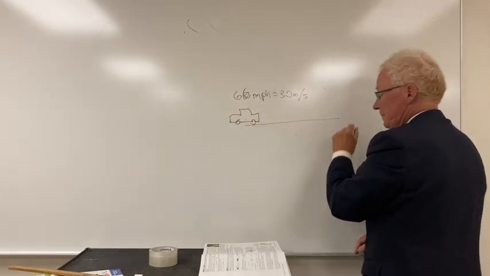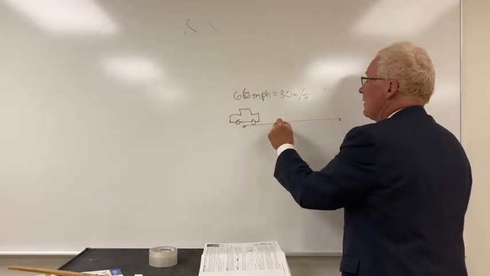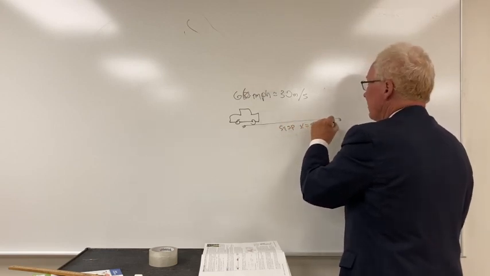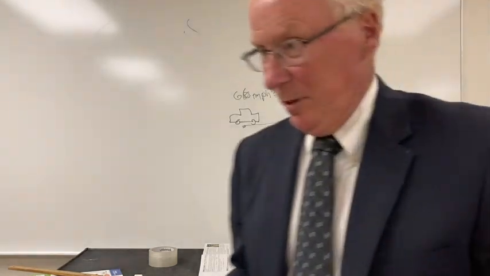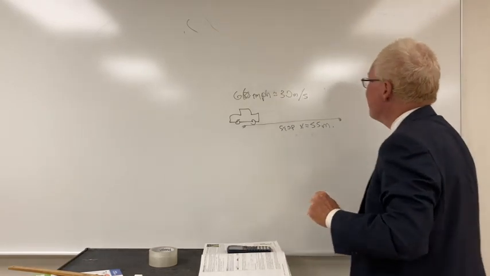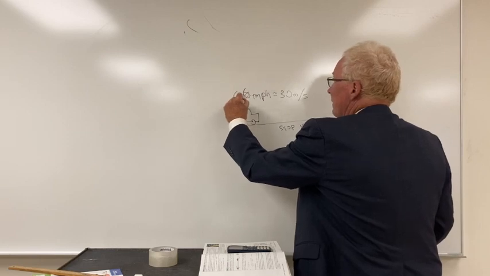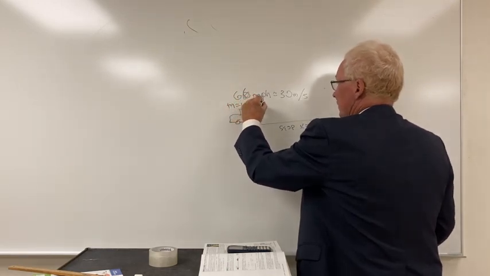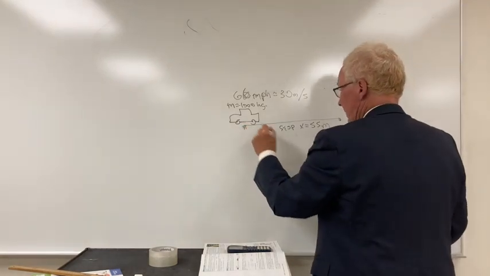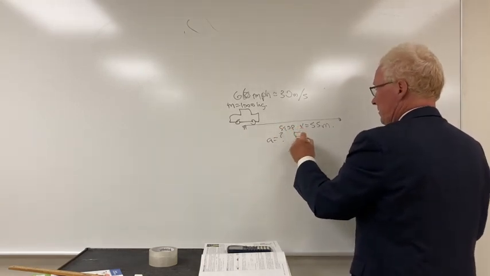And, all right, it wants to stop in a distance of 55 meters, all right? Make sure I get my calculator. All right. And this car has a mass of 1,000 kilograms. A couple of things we'd ask: what is the acceleration? And then what is the stopping force to make this thing stop?